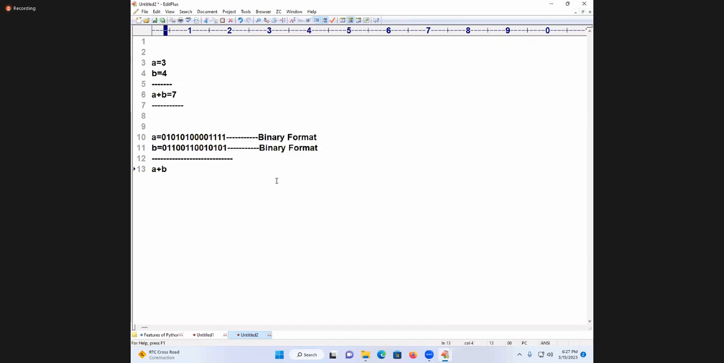Now keep understanding. You said A plus B is 7 quickly because daily you are interacting with this type of data. What is this data called? Can anybody answer my question?